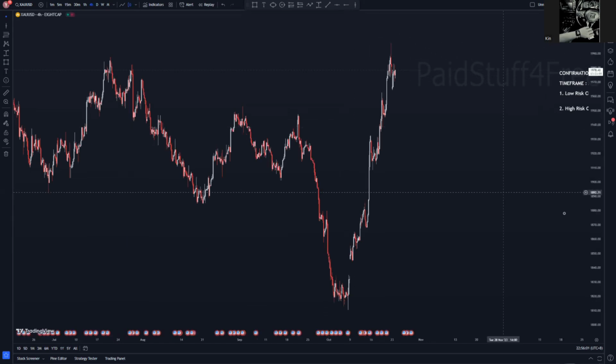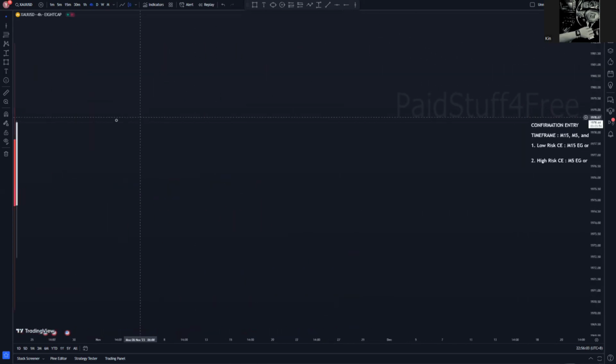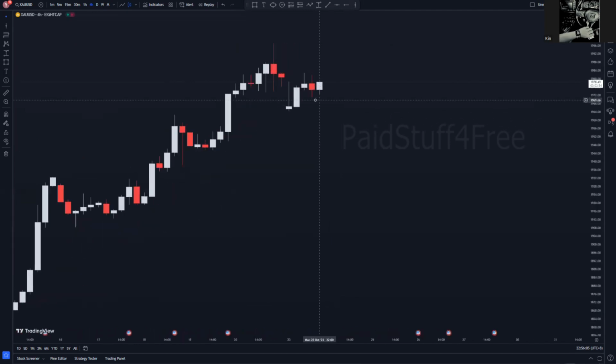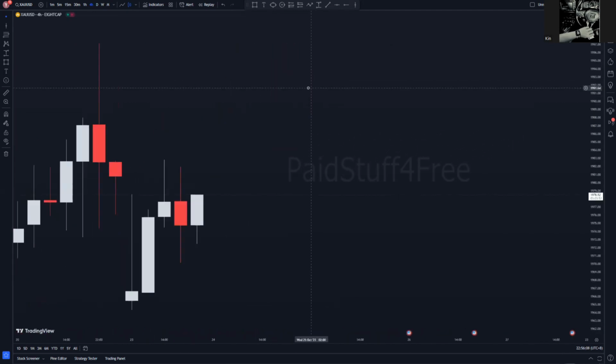Do you see a lot of M15 EF? I didn't take M15 EF for my confirmation entry. And I'm guessing no M1 ED. Yeah, exactly. Strictly no M1 ED.